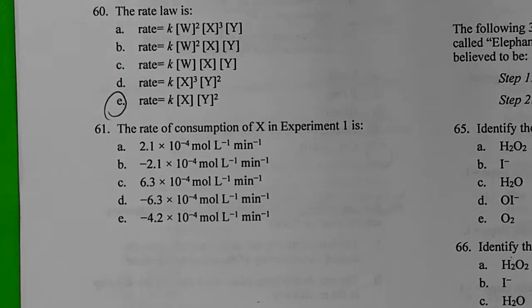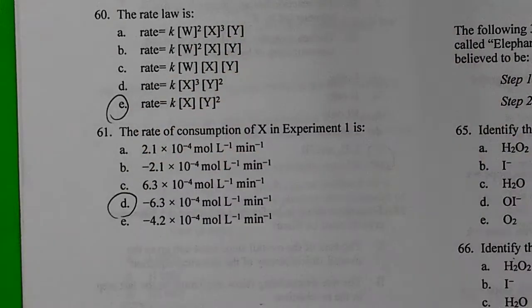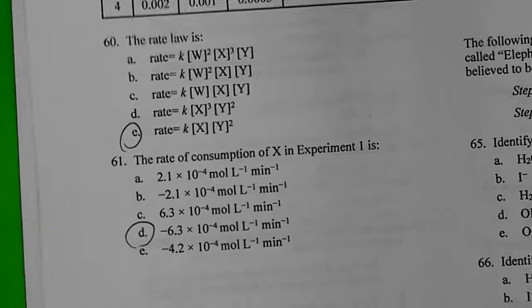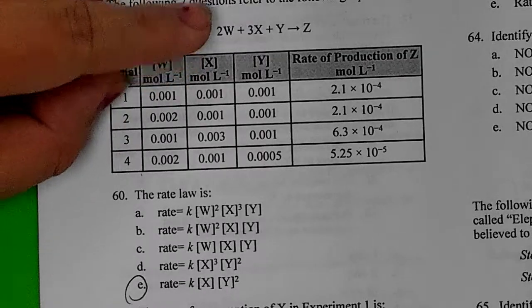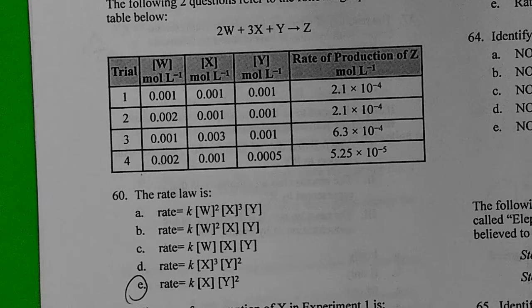Alright, 61. 61 is easy. Once you get 60, 61 is easy. You just plug it in, solve for it. Actually, not plug in. You just do the, what is it called, rate constant, and then go with the rate of consumption. So you're going to do this over change in time.